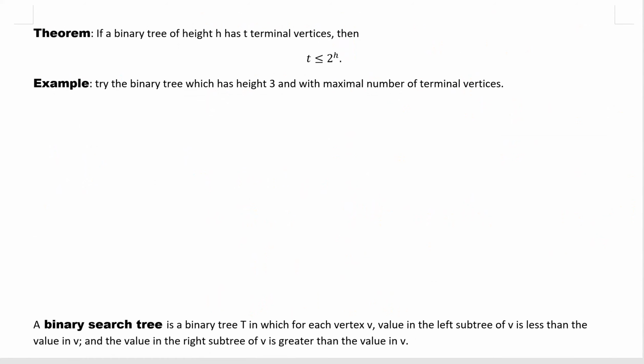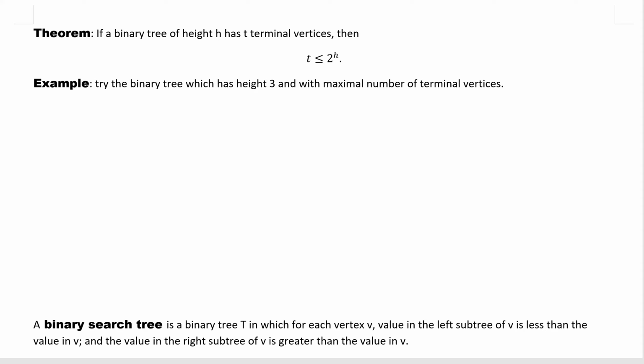Okay, so next we have a theorem. If a binary tree of height h has t terminal vertices, then t is less than or equal to 2 to the power of h. I'm not going to prove this theorem here, but I can show you some idea. Let's look at the following example. Write down the binary tree which has height 3 and the maximum number of terminal vertices.